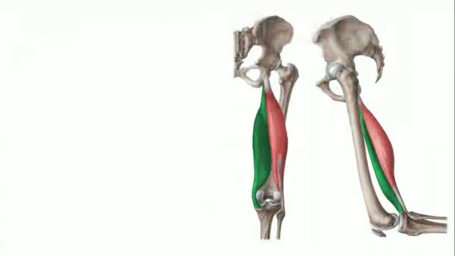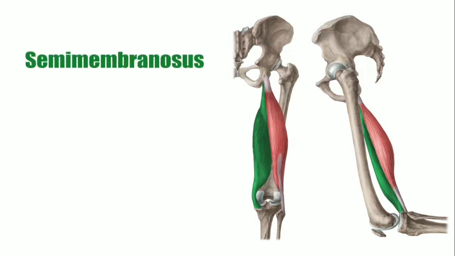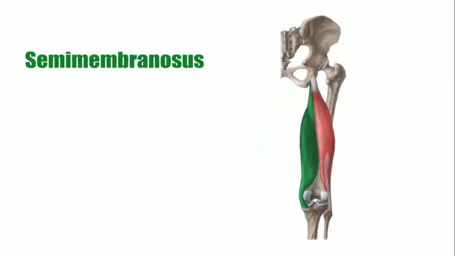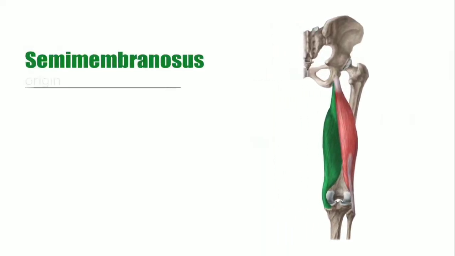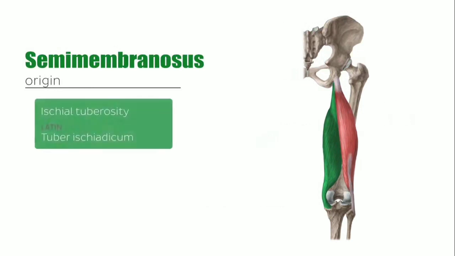Moving on to the second muscle on our list of the posterior thigh muscles, seen here highlighted in green. On the left side, you see the muscle relaxed, while on the right side, it's contracted and performing some of its actions. And this is the semimembranosus. Now, just like the long head of the biceps femoris, the semimembranosus will originate at the ischial tuberosity.